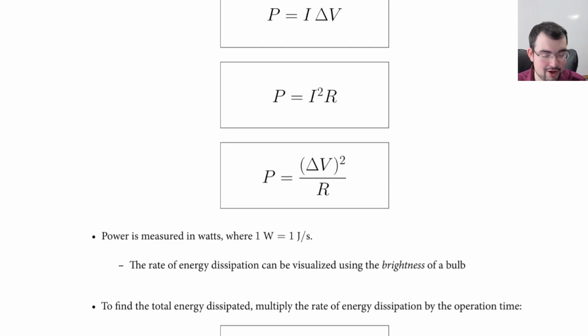This one I call the "not centripetal acceleration," because for mechanics, acceleration in a circle is v squared over r. So we call this the not centripetal acceleration formula.